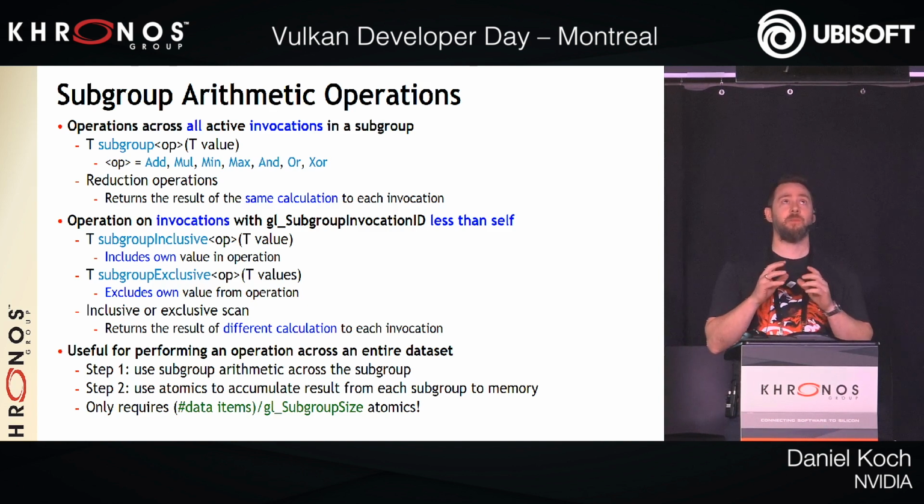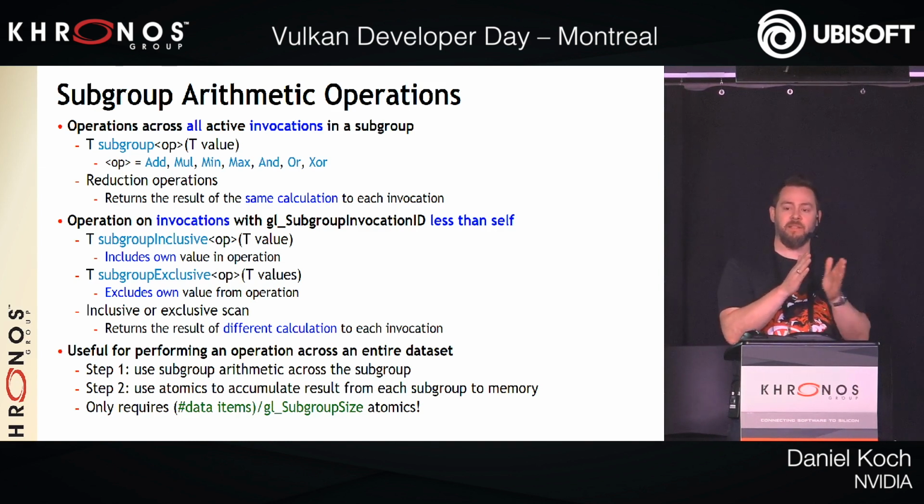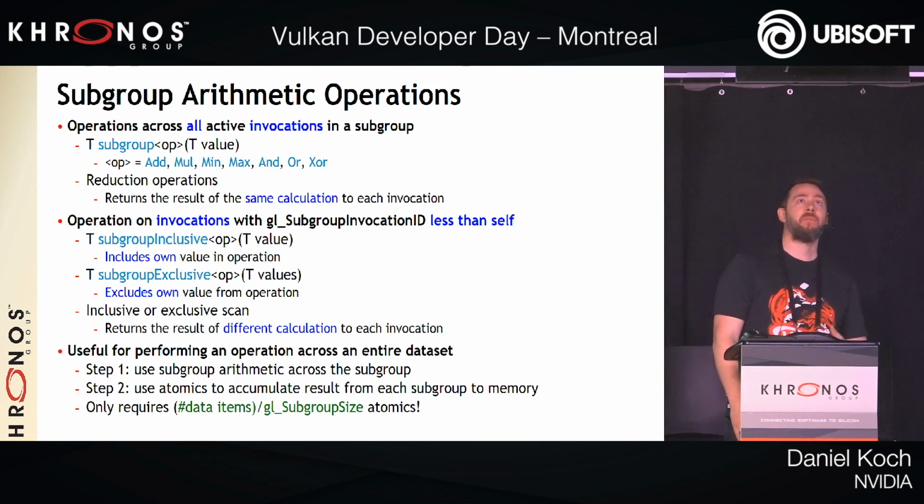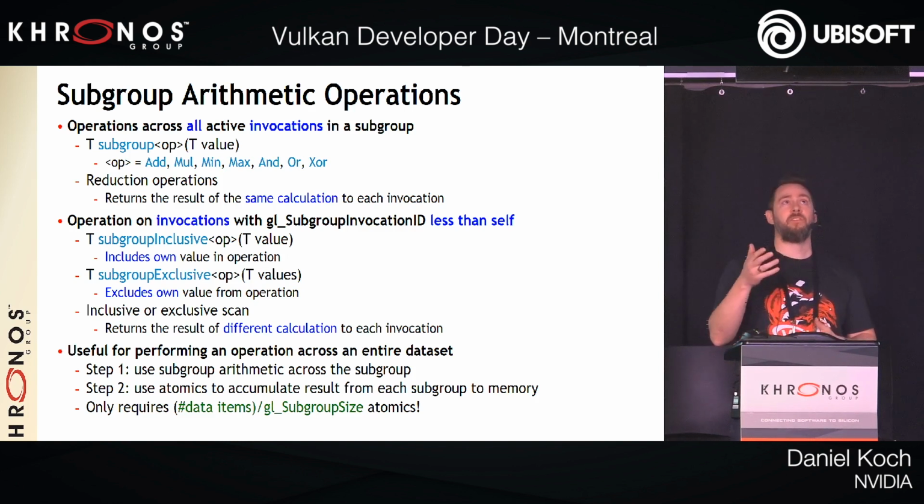There's also some operations that operate on invocations compared to the current invocation, operating on the ones that have lower IDs. So basically, a partial subset of them, and those are called inclusive or exclusive scans. So there's subgroup inclusive add, subgroup exclusive add. The difference between inclusive and exclusive is: does the data from your invocation contribute to the calculation or not?